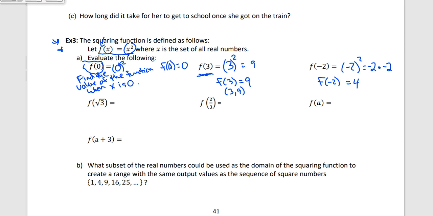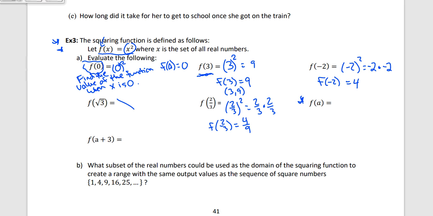You didn't really learn square roots yet, so we're going to skip this for now. The next one, f of 2/3. So when I plug a 2/3 in place of x and square it, they're asking me what's 2/3 times 2/3. So f of 2/3 turns out to be 4/9.